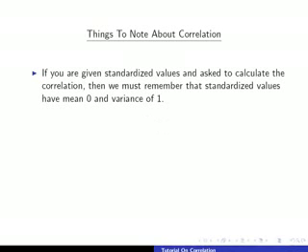Some things to note about correlation is that if we are given the standardized values and asked to calculate their correlation value, we must remember that the standardized values have a mean of 0 and a variance of 1. This means that our correlation formula will now be the sum from i equals 1 to n of xi multiplied by yi, all divided by n minus 1.